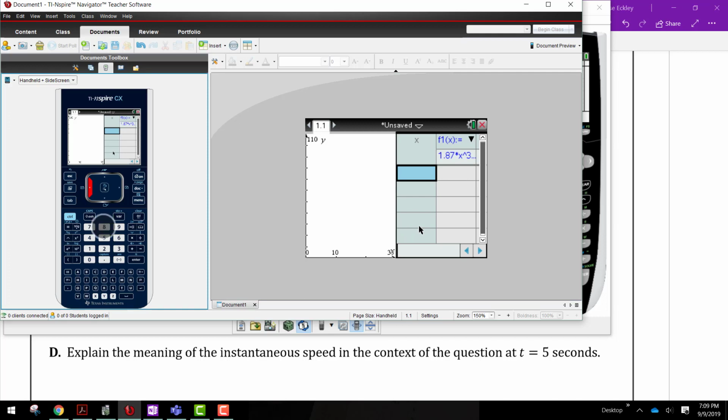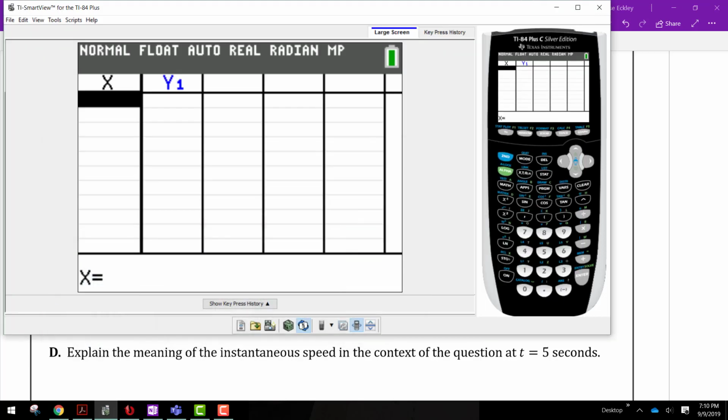So we want the value at 8 seconds and the value at 2 seconds. And those are the values. In my 84, it'll be the same thing. I can just choose 8 for x and choose 2 for x, and those are my values.